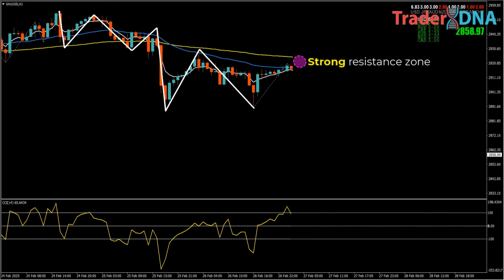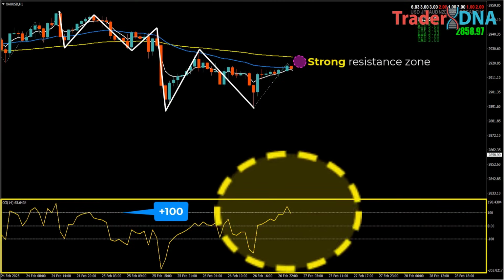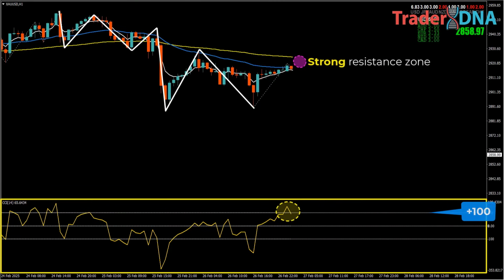That confirmation comes from the CCI indicator. If the CCI line is above 100, it tells us that this price rally has stretched high enough into the resistance zone. And if we then get a sell signal, that's exactly the kind of high probability trade we want, because what happens next? The price often plunges deep, offering maximum profit potential with minimal stop loss risk.